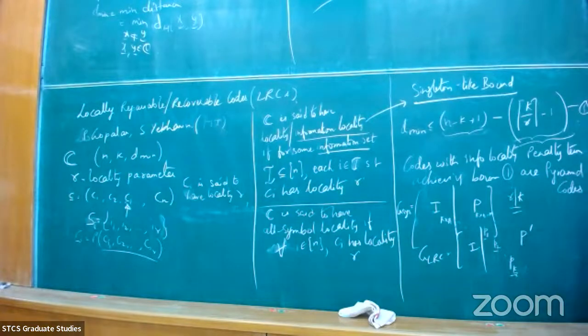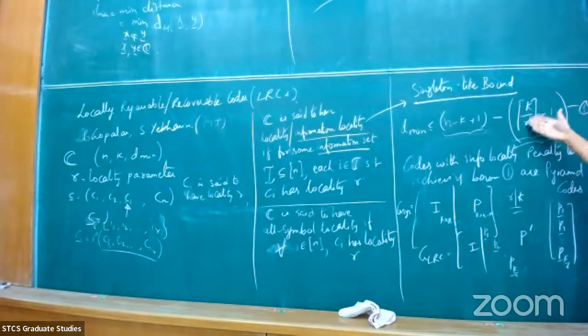So earlier, whatever was one vector, which was P1, P2 up to P K by R, now we are just splitting it into pieces of size R and placing them in the diagonal. And this is exactly a pyramid code, and it achieves this bound with equality. If R doesn't divide K, small tweaks of this will also work.